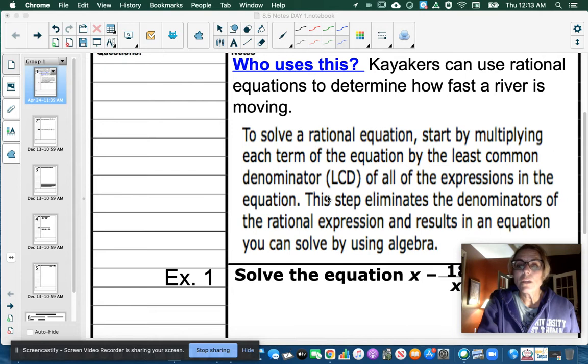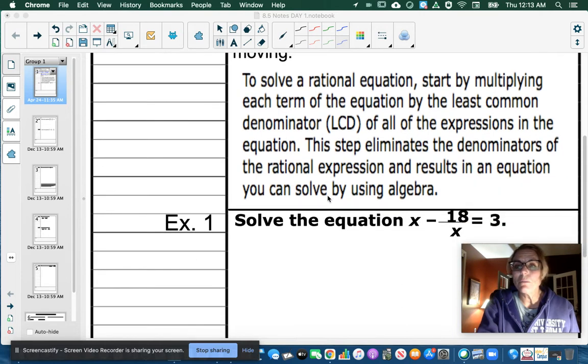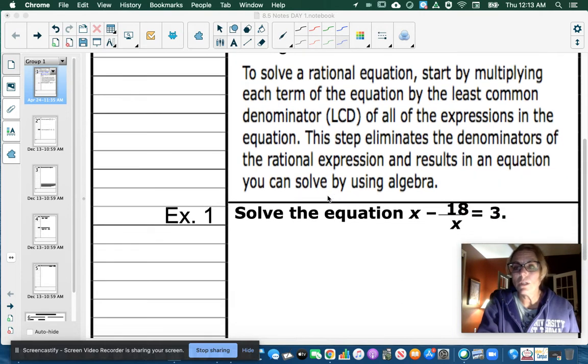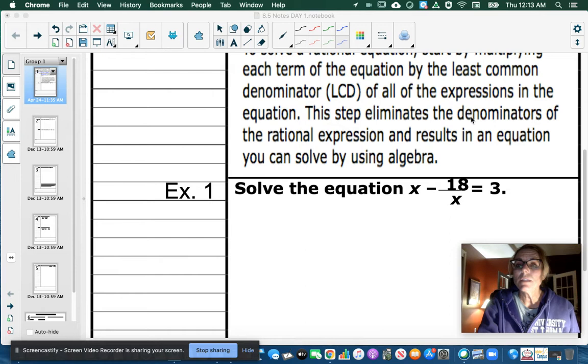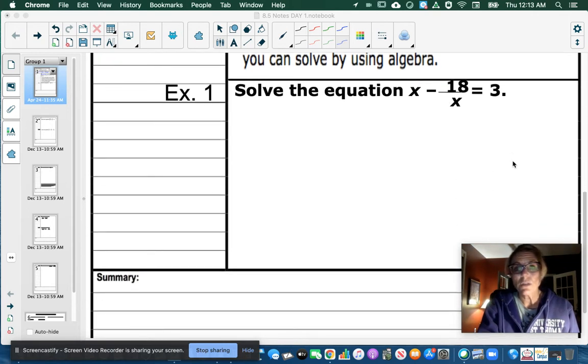To solve a rational equation, we're going to start by multiplying each term of the equation by the least common denominator of all of the expressions in the equation. This step eliminates the denominators of the rational expressions and results in an equation that you can solve by using algebra. So let's look at example 1.